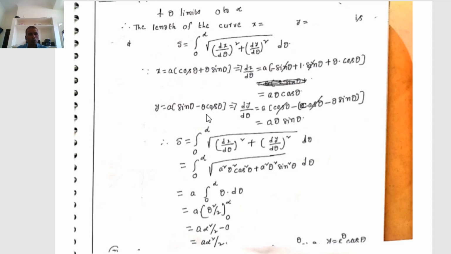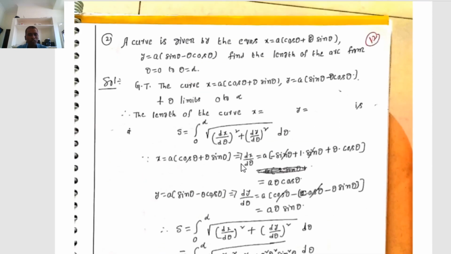Using the uv method, u dash v plus u v dash: minus of theta differentiating 1 into cos theta, minus theta is u, v dash means cos theta differentiating minus sin theta. Therefore, a into cos theta minus of cos theta minus theta sin theta. Therefore, plus cos theta minus cos theta get cancelled, minus into minus plus, a into theta into sin theta.